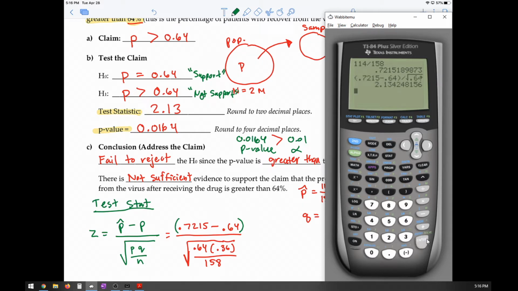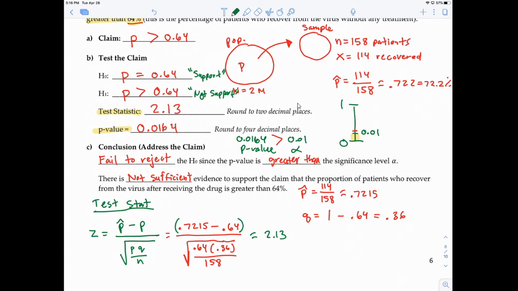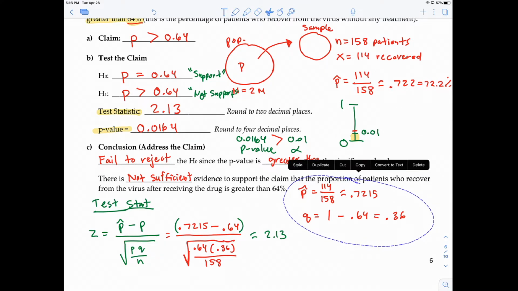So press enter. And that's how we get the 2.13. That's how we get the test statistic right there. So approximately equal to 2.13. All right, so that's how you get the test statistic. Now, as for the p-value, I'm actually going to delete this stuff because I'm going to need this space to find the p-value. So let's go ahead and take a look at the p-value next.